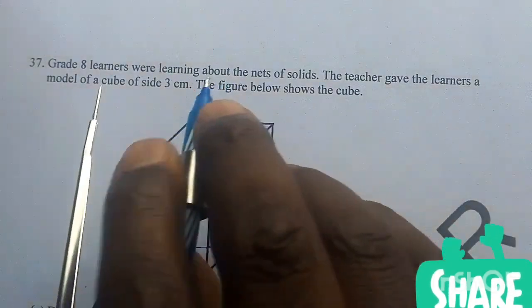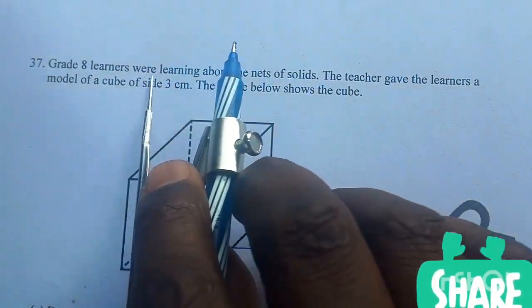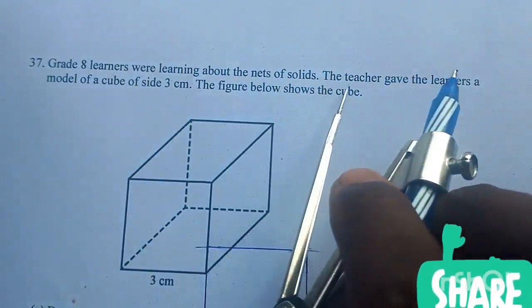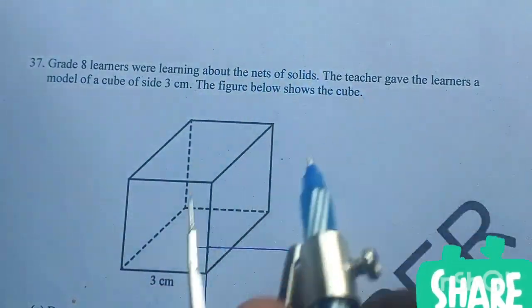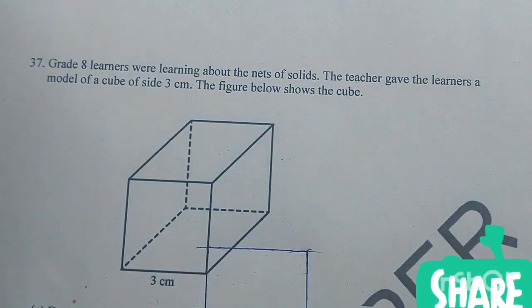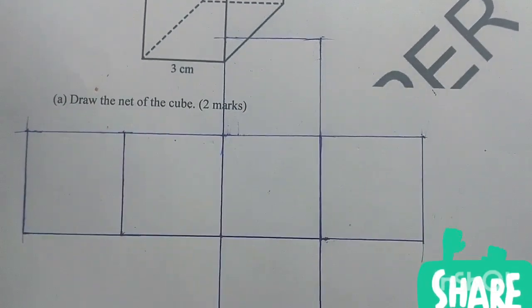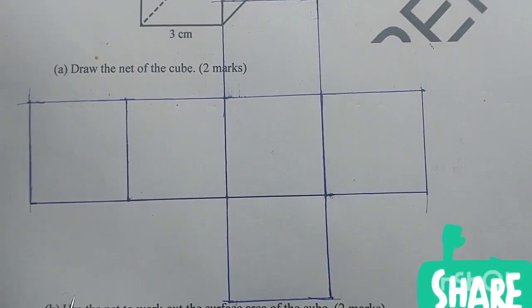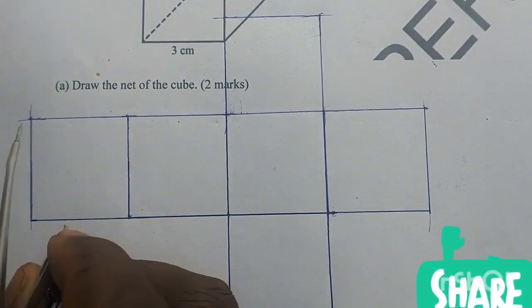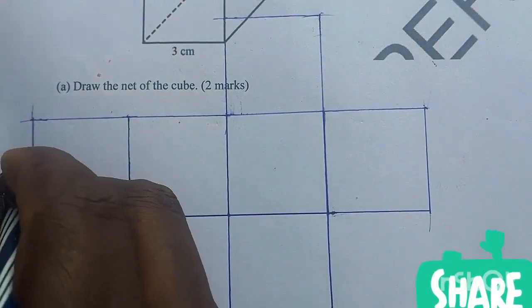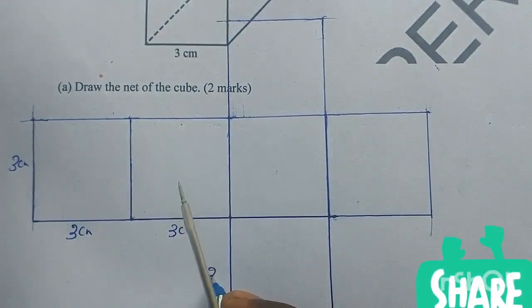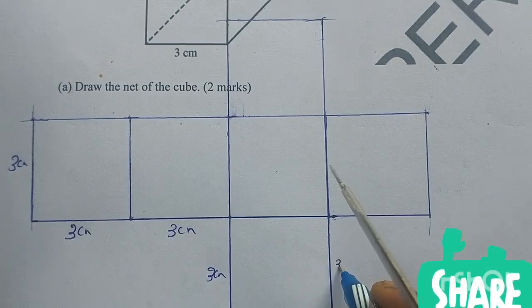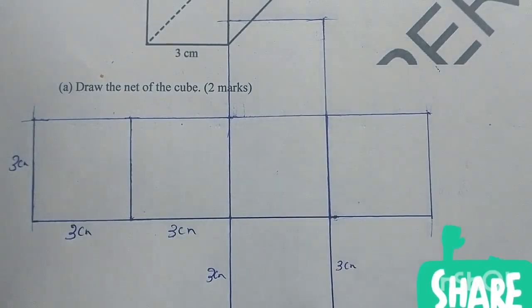Grade 8 learners were learning about the nets of solids. The teacher gave the learner a model of a cube of side 3 centimeters, as shown below. Draw the net of the cube. So we are supposed to draw the net of the cube. So I have drawn the net of 3 centimeters. So this is 3 centimeters, 3 centimeters, 3 centimeters, 3 centimeters. So this is how the net will look like.